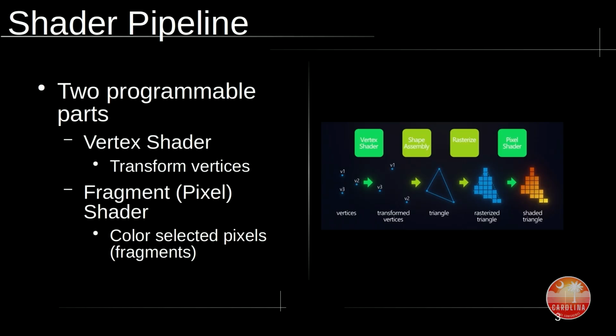A shader has two programmable parts, the vertex shader and the fragment shader. The vertex shader transforms the position of the vertices. Then triangles are made. The pixels inside the triangles are selected to be shaded. These selected pixels, or fragments, are sent to the fragment shader. The fragment shader uses mathematical algorithms to color them appropriately, and the final result is displayed.